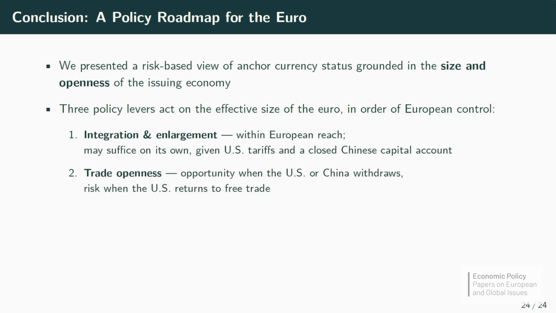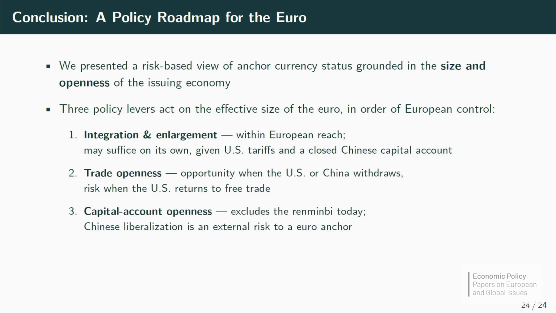The second is trade openness. It's important that the euro area remains open, because being open allows you to interact with the rest of the world, and it provides you with an advantage as the rest of the world closes off. And then the third point was about capital account openness. Currently, that serves as a risk to the euro area. Chinese liberalization is an external risk, but it's what is excluding the renminbi today as a potential anchor currency.